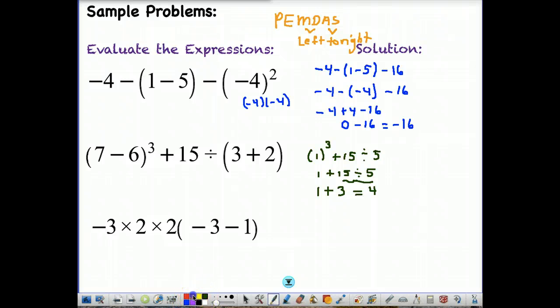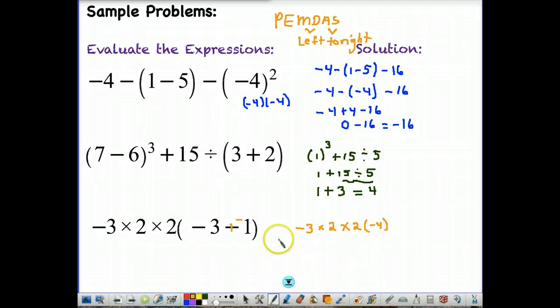Alrighty, let's do the last problem here. Again, we do have some parentheses, so we need to take care of that first. So I will write -3 times 2 times 2, and then we have our parentheses. So a -3 minus 1, remember that you can make that a plus, change that sign, and what you really have is that you're adding two negatives together. So -3 plus a -1 is going to give you -4, and that would go here.